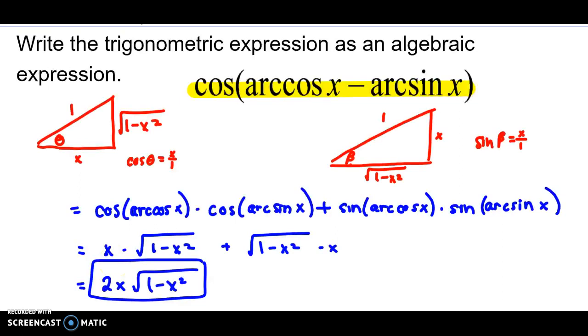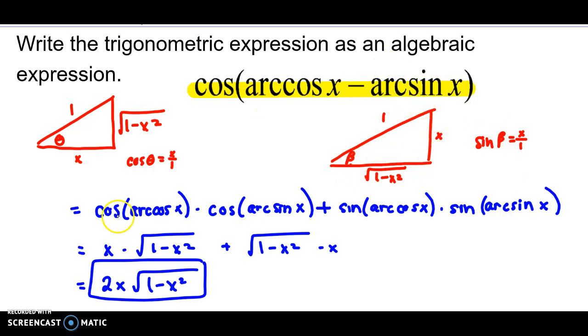All right, hopefully you found that this one wasn't as bad as it might seem. So again, I gave you a hint that you're going to be using the difference identity for cosine and to draw two triangles. So I drew a triangle for cosine of theta being x over 1. Here's what that looks like. For this one here, instead of using theta, because I want to use something else, I use beta. The sine of beta is x over 1, so here's that triangle.